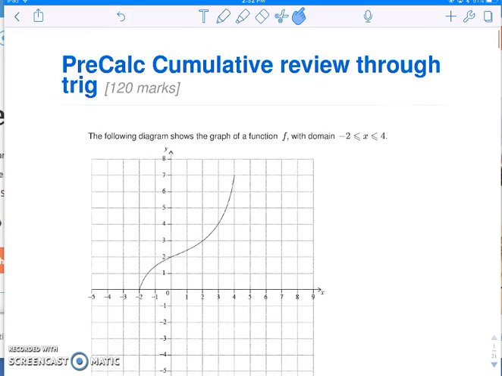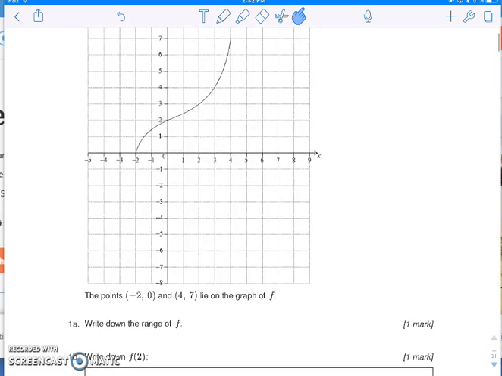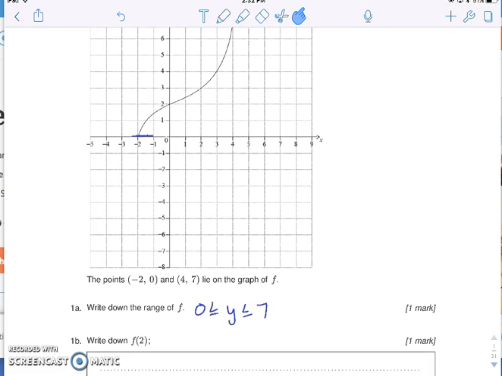On that cumulative review, the first one we're going to take a look at is this graph. In the first question, 1A, it says what is the range? So range, the low to high. So we could say 0 is less than or equal to y is less than or equal to 7. Then write down f of 2. So when x is 2, our y value is 3.